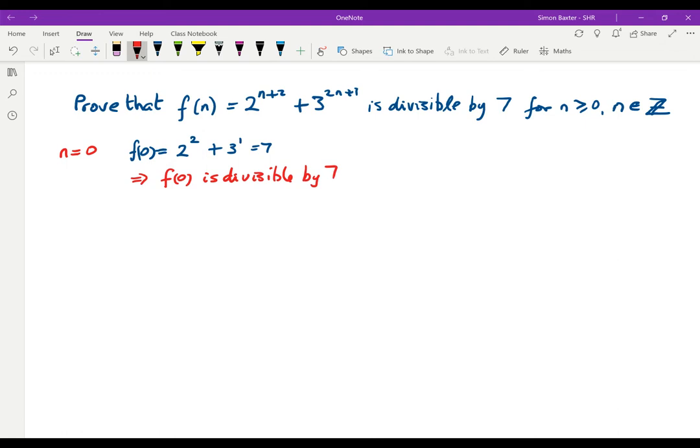Exactly the same as before, we carry on. We assume that the statement we're trying to prove is true when n equals k. So we're assuming that f(k), which is 2 to the k plus 2, plus 3 times 2 to the 2k plus 1, is divisible by 7. In other words, we can write it as 7 times some number.